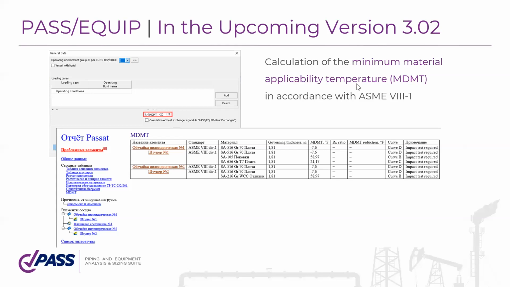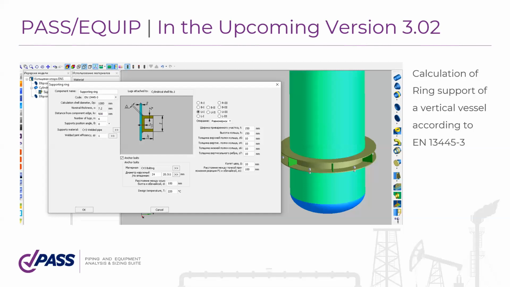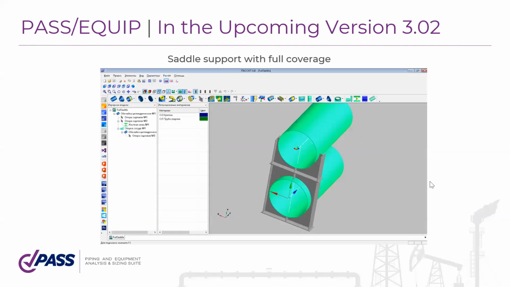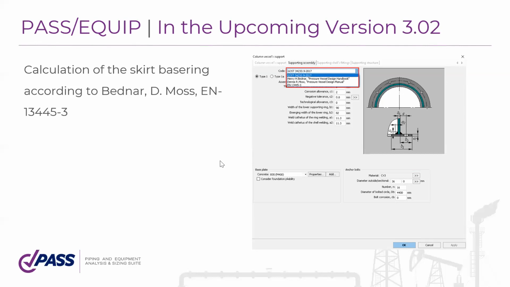Minimum material applicability temperature is also implemented in this new version. And seismic loads and wind loads, according to European standards, here they are. And some other improvements like ring supports according to EN standard. This interesting type of saddle supports with full coverage. And calculation of support skids according to ISME and European standards. Some basic plate calculation, and so on.